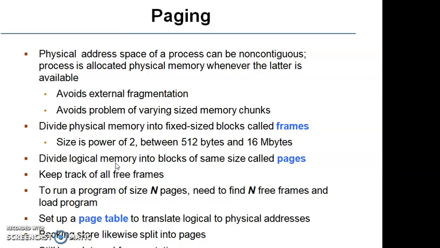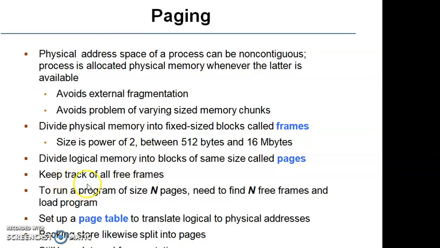Divide physical memory into fixed size blocks called frames, and the size is a power of 2 between 512 bytes and 16 MB, and it may vary depending on the operating system. That is, we divide the physical memory into frames and we divide the logical memory into blocks of the same size called pages. Therefore, physical memory is divided into frames and logical memory is divided into pages. And our requirement is to map logical memory into physical memory.